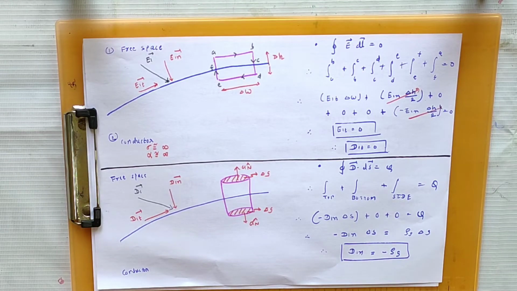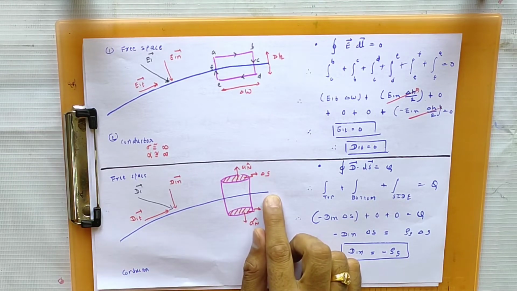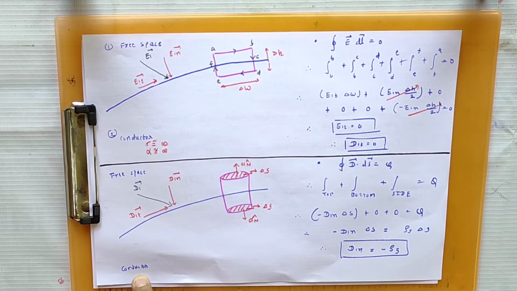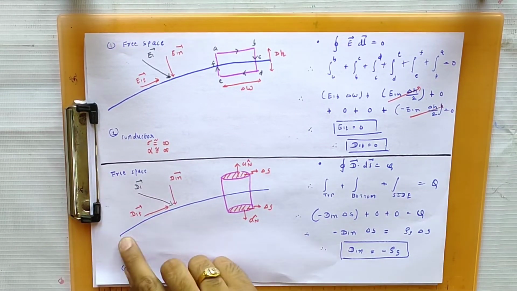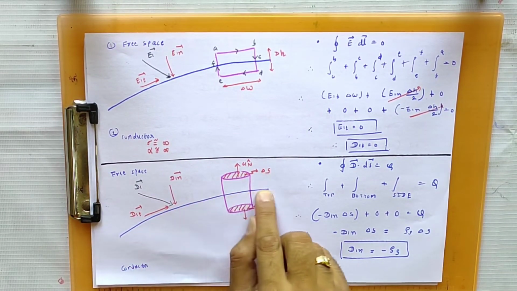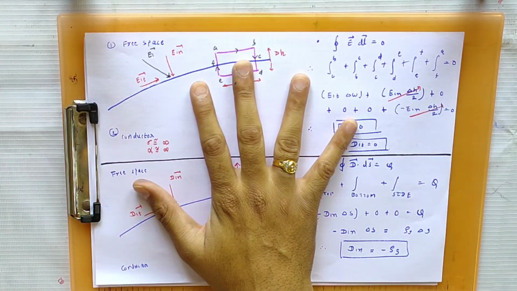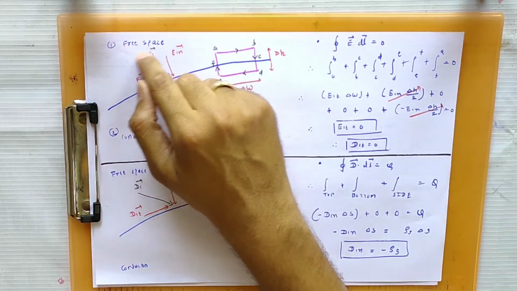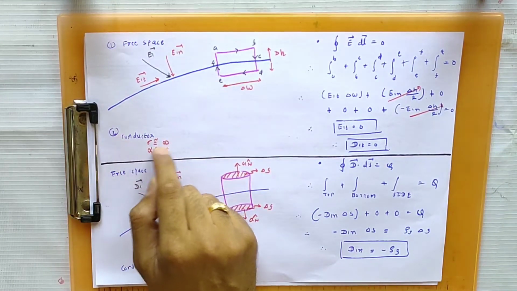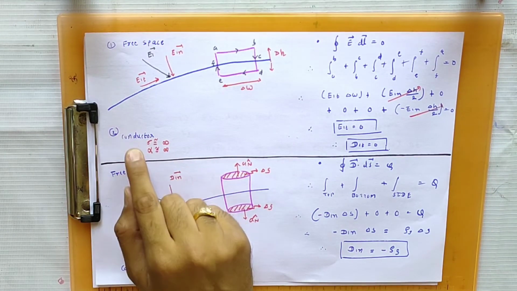At the surface, of course, the charge is present. Why? Because it is a conductor and a conductor contains some charge. So at the boundary or at the surface the charge is always present, so D1n is equal to minus rho s. This is the boundary condition for the electric field or electric wave when the first medium is free space and the second medium is a good conductor.